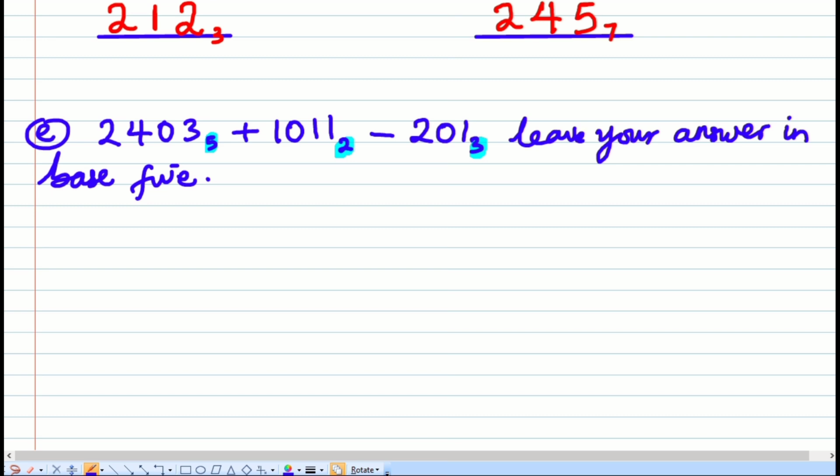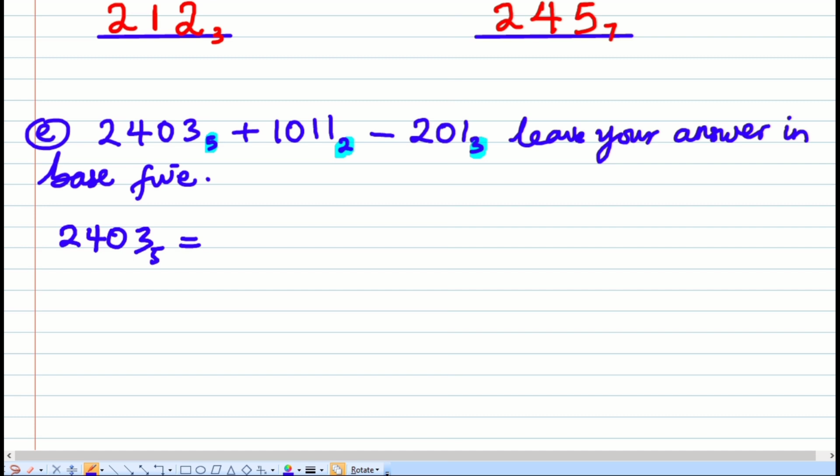We're going to work with a particular base that we are familiar with. So we need to convert all these to base 10, and I'm going to do that quickly. So 2403 base 5, we want to convert to base 10. I'm going to use the repeated multiplication method to do this.